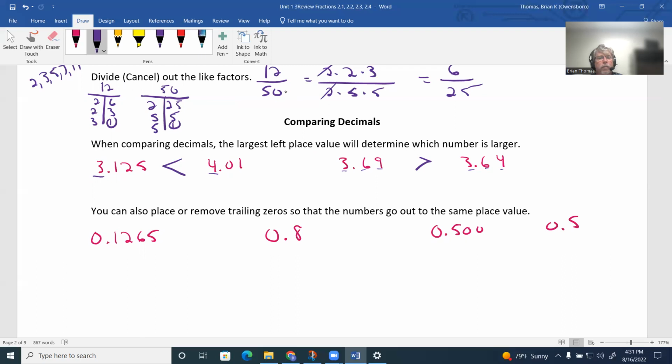You can also place or remove trailing zeros so that the numbers go out to the same place value. So if I have like 0.1265 and I have 0.8, I can also add on some more zeros here. So that's like 1,265, and this is like 8,000. So that's kind of telling me that that's bigger, if I'm ignoring the decimal. But also notice that place value, a 1 and an 8, the 8 is bigger. So this goes out 3 places past decimal, so I can also make this one go out 3 places past decimal. Well, that makes them equal. They have the same value.